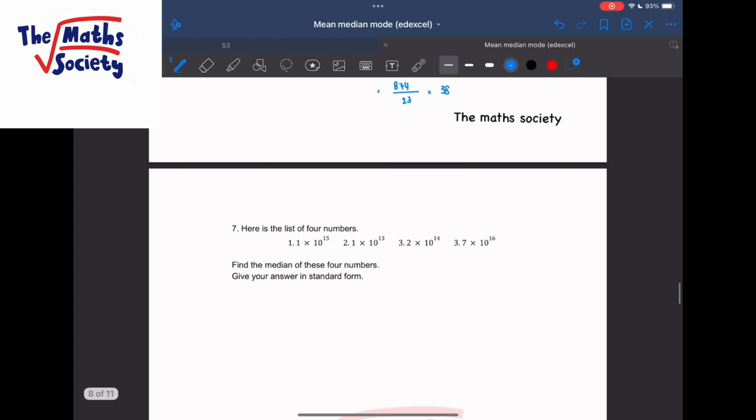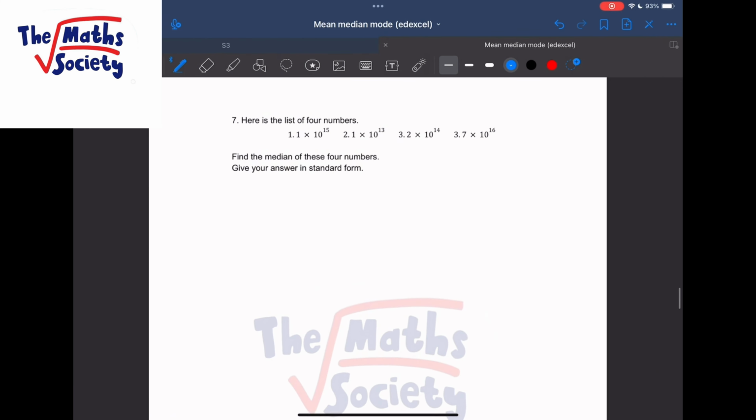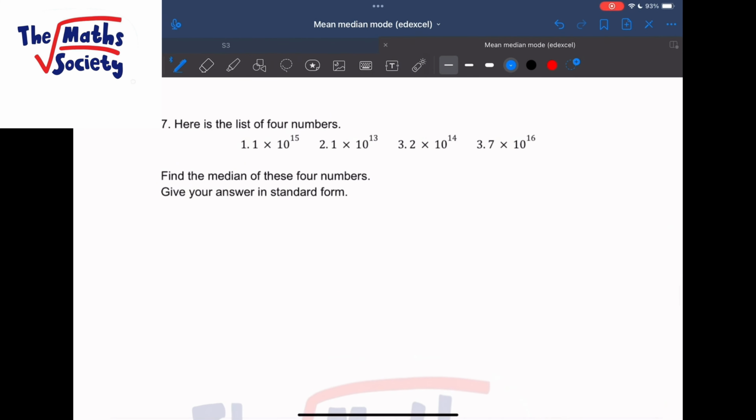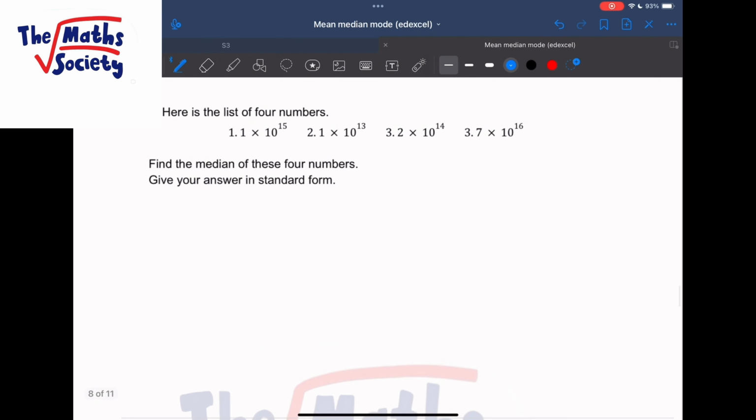And then we will move on to number 7. It says here's a list of 4 numbers. Find the median. So this is not in order, so we will have to reorder it from the smallest, which is 2.1 multiplied 10 power 13, and then 3.2 multiply 10 power 14, 1.1 multiply 10 power 15, and 3.7 multiply 10 power 16.